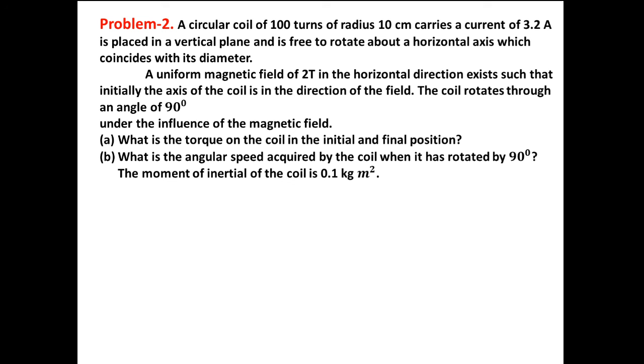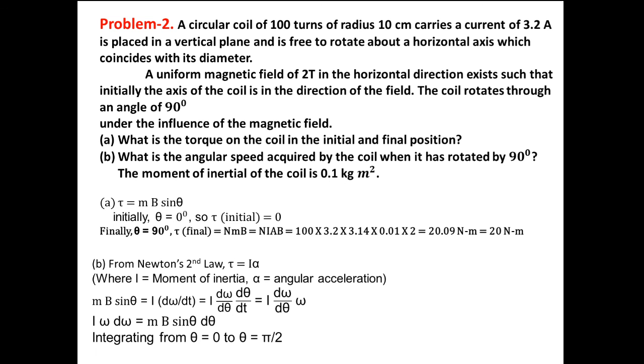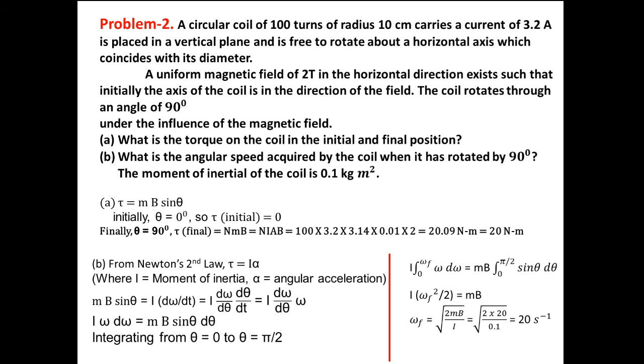What is the torque on the coil in initial and final position? What is the angular speed acquired by the coil when it has rotated by 90 degrees? The moment of inertia of the coil is 0.1 kg meter square. See its solution, try on your own. But here the solution is given, you can verify from this one. Thank you.